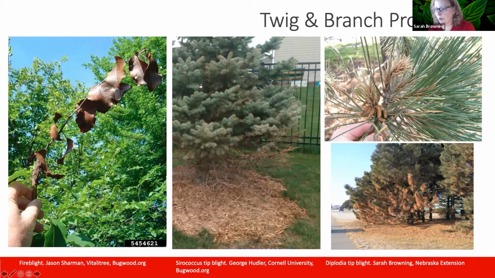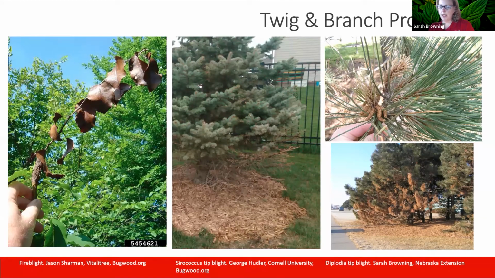On the far right, we're seeing Diplodia tip blight, which again is very common in Austrian and ponderosa pines. It affects the new growth. You see the new candles here on this branch. The new candles have died. And in a really severe infection year, it can also cause branch dieback. But this is extremely common in our longer needle pines. And when someone tells me they have an Austrian or a ponderosa that is getting thin, quite often this is one of the problems with the tree, okay?